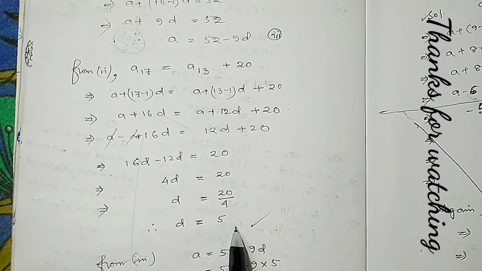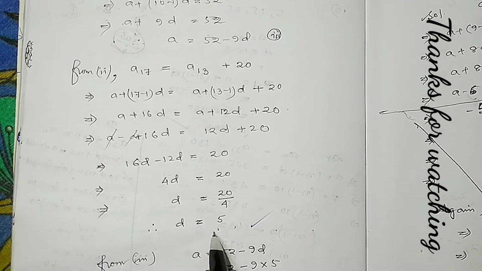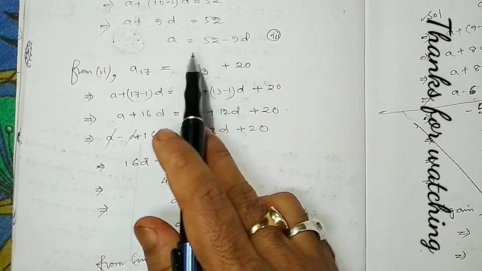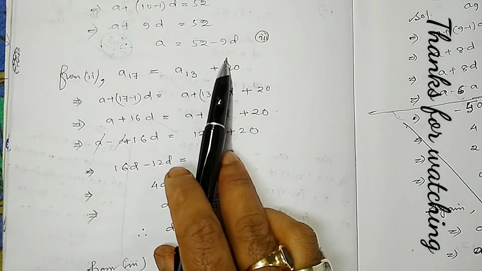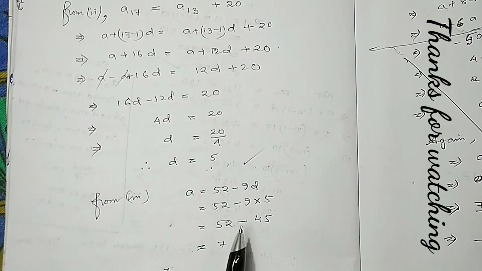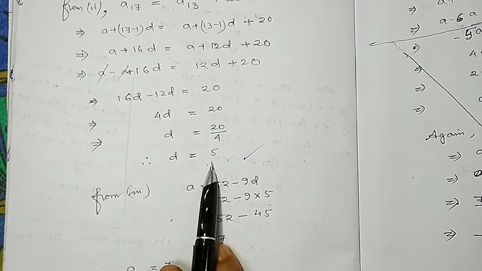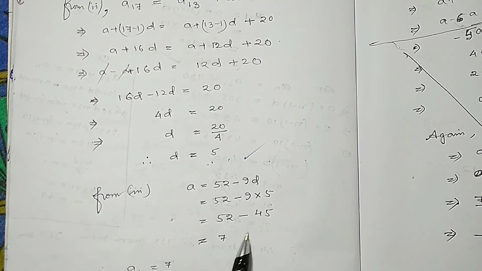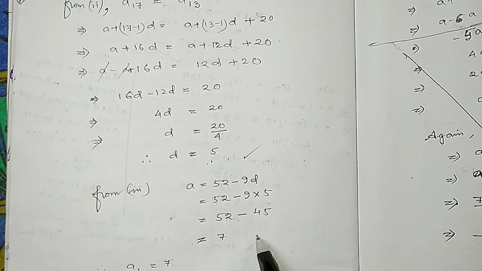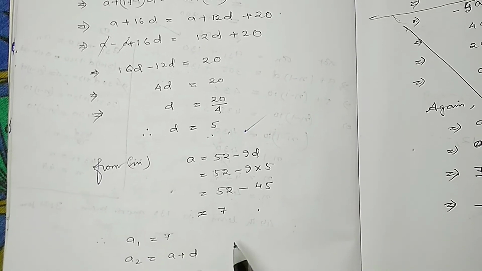We got D. If I replace this value of D in equation number 3, I am going to get A. So A will be 52 minus 9D, and we are replacing D by 5 because already we have calculated. So 52 minus 45, that is 7. So already we got A and D. So now easily we can find the AP.